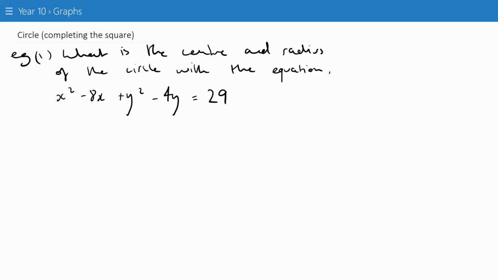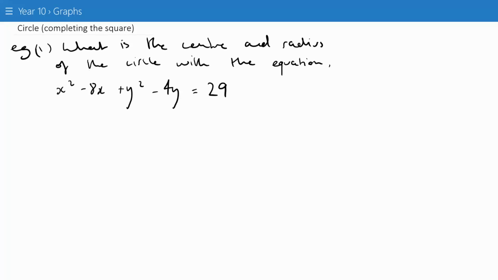Hi, in this video we're just going to have a quick look at an example using the completing the square method to calculate the radius and the center coordinate point of a circle. In a previous video I explained how we can get to here by expanding our normal equation, x minus h squared plus y minus k squared equals r squared.